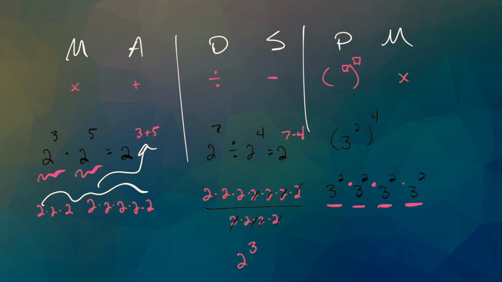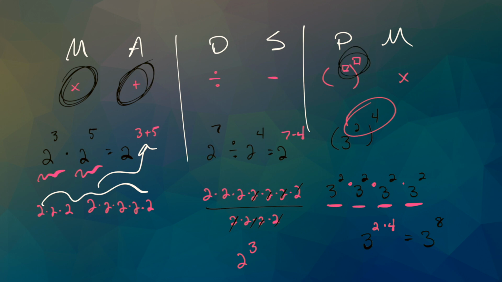And of course, we already said that as we multiply, we're supposed to add up those powers. So 3 squared times 3 squared times 3 squared times 3 squared ends up being the same thing as 3 to the 2 plus 2 plus 2 plus 2 power. But of course, that many 2s all added together just ends up being the same thing as 2 times 4. And so it's the product of those two powers that ends up giving us our final exponential expression, 3 to the 8. So when we see a power raised to a power, that's when we actually do go ahead and multiply out those powers.